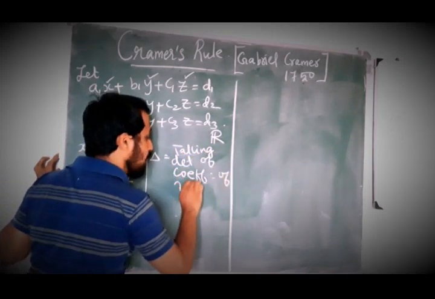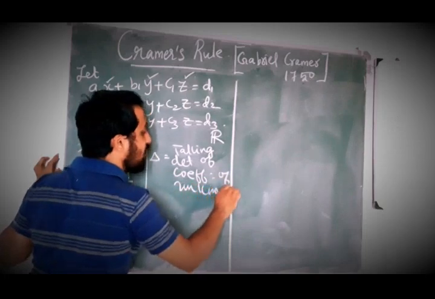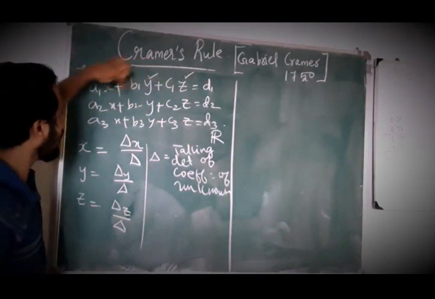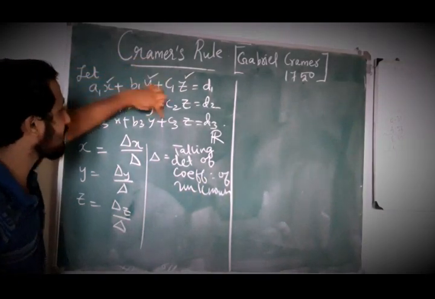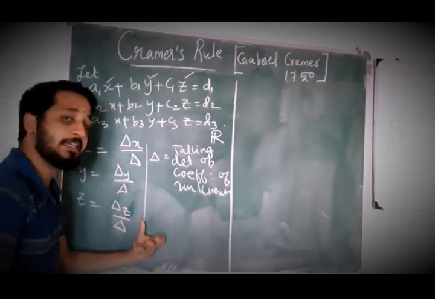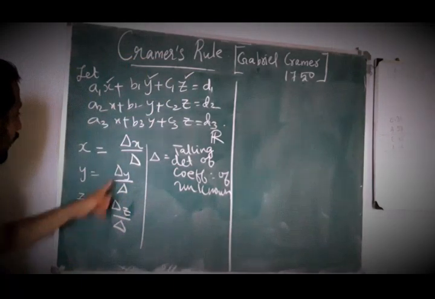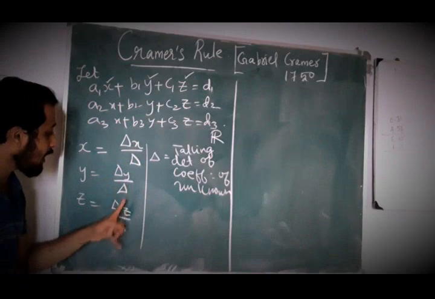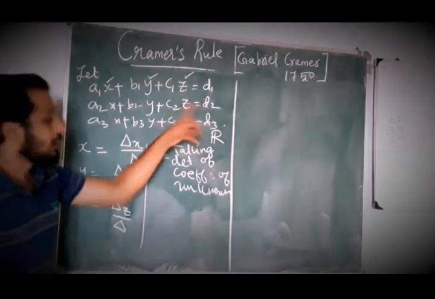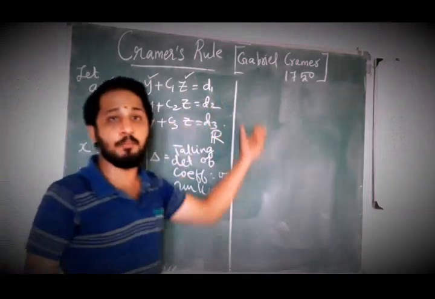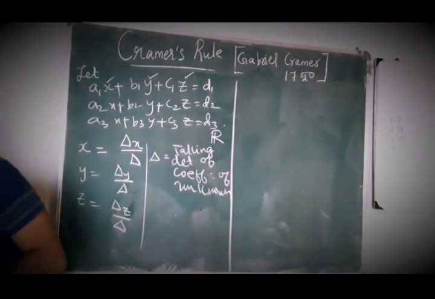This delta is nothing but the determinant of the coefficients of the unknown variables. So here the coefficients of x, y, z are a1, b1, c1, a2, b2, c2, a3, b3, c3, of which we have to take the determinant. That means you will get a square matrix of order 3. So how to find delta x, delta y, delta z? You will understand this while I am doing the example.